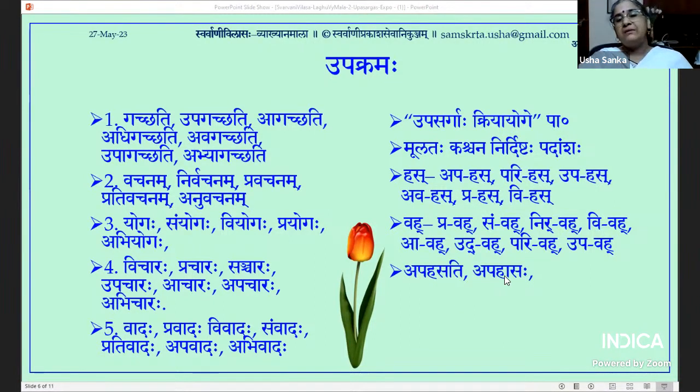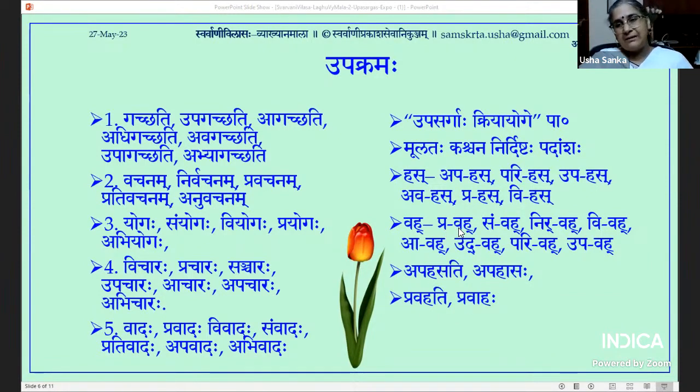Okay, so what are the words formed? Please observe carefully. There are two kinds of words being formed. One is apahasati with a ti ending, like upagachati, agachati, etc. The same way it will be parihasati, upahasati, avahasati, prahasati, and so on. Next is apahasaha. It's a noun form. And in the same way parihasaha, upahasaha, vihasaha, etc.